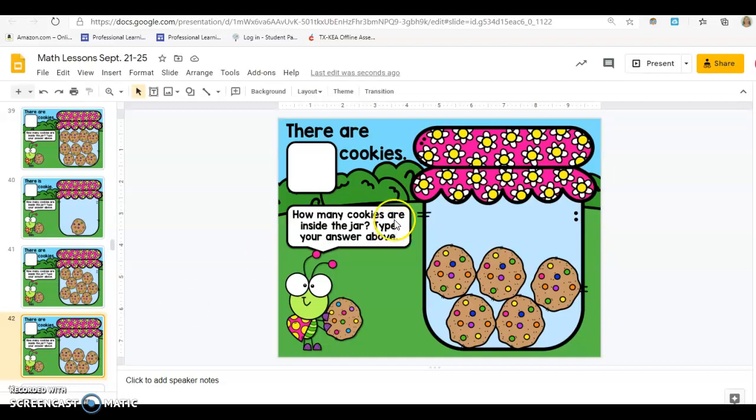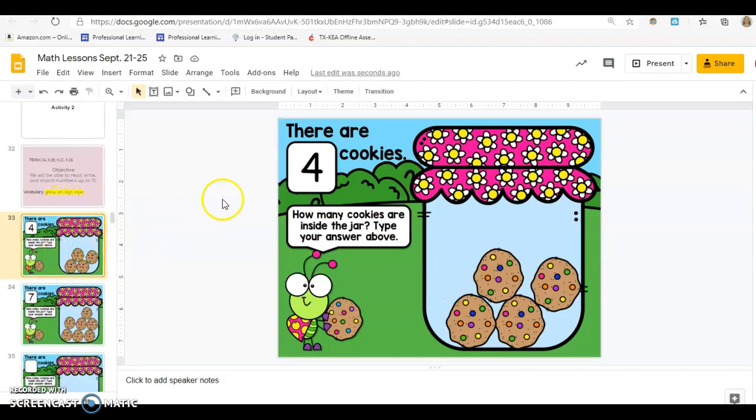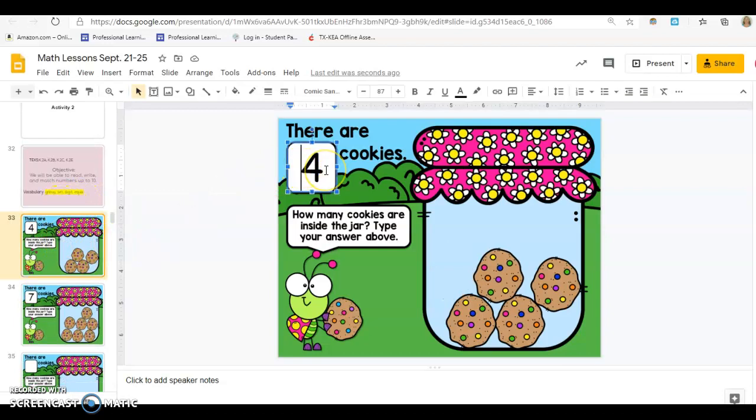If for some reason you are not able to do the interactive slide, you can always take a picture of yourself drawing the number of cookies. So if you wanted to put it on a piece of paper, you could draw 4 cookies and write the number 4 next to it.